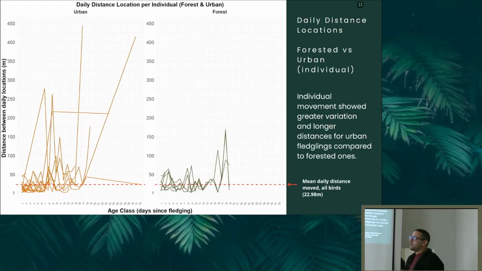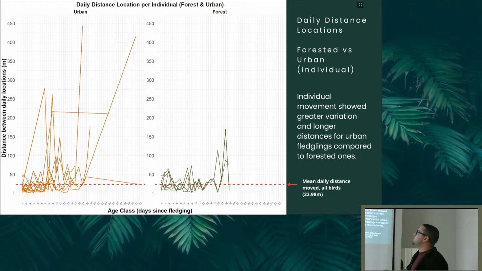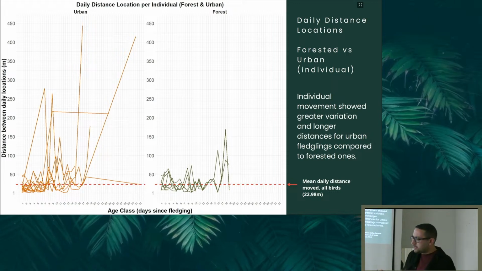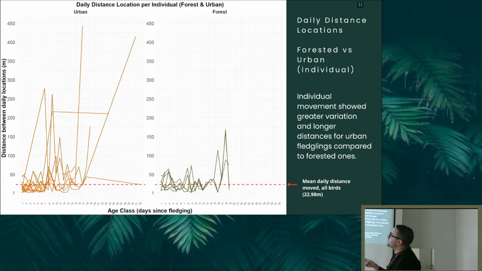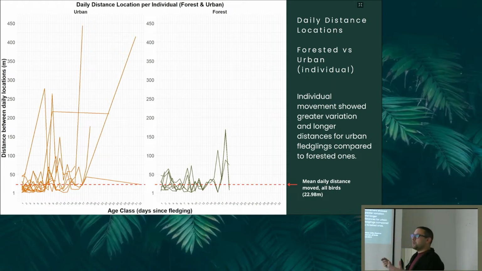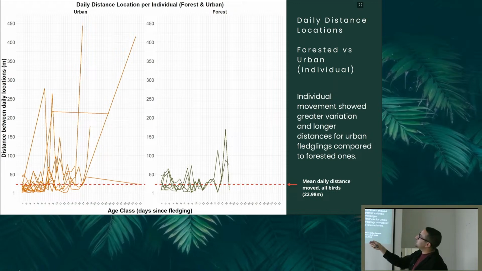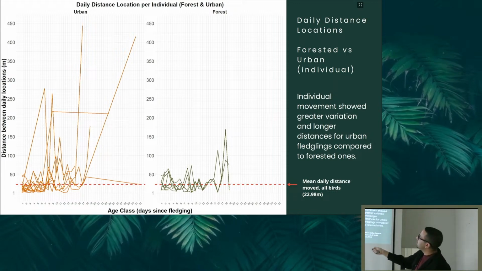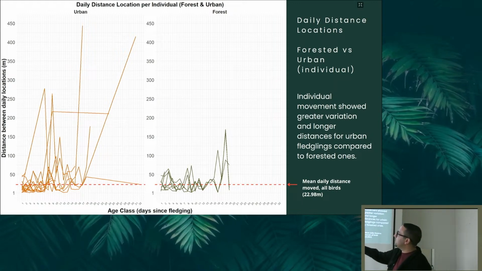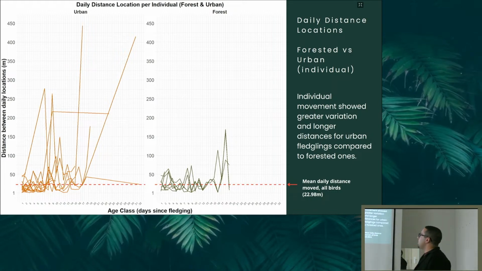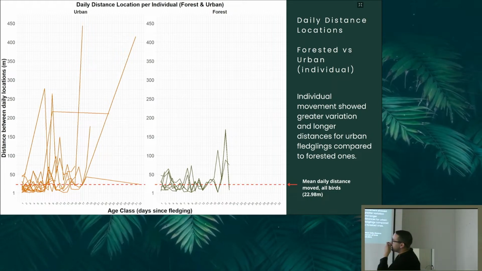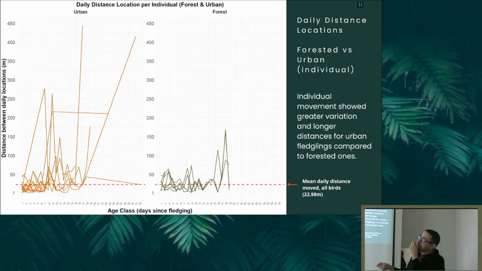And I was interested to see, not taking into account the age class, because we already analyzed that, but we wanted to see on an individual level what was happening, right? Well, what's going on across both areas. These are the forested individuals, these are the urban individuals. Each of the lines represents a unique individual.